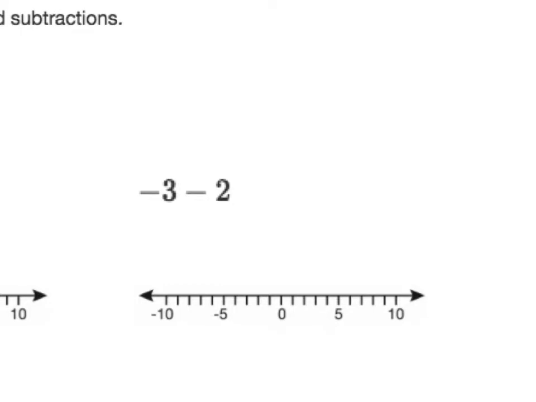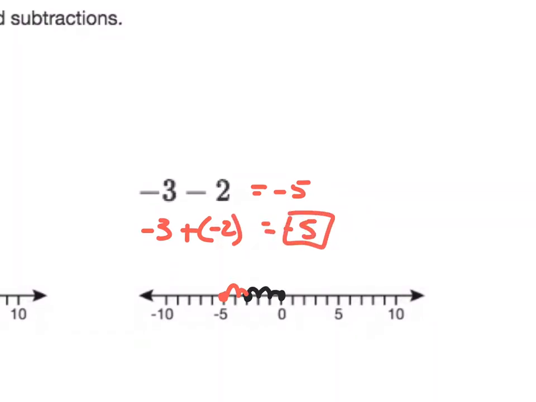Same thing. Let's start at negative 3, so let's go to 0, 1, 2, 3. Then we go to the left 2 and continue over, 1, 2, and you stop at negative 5. This gives you negative 5. It's the same thing as if you did negative 3 plus negative 2, which also gives you negative 5. So that's the idea.